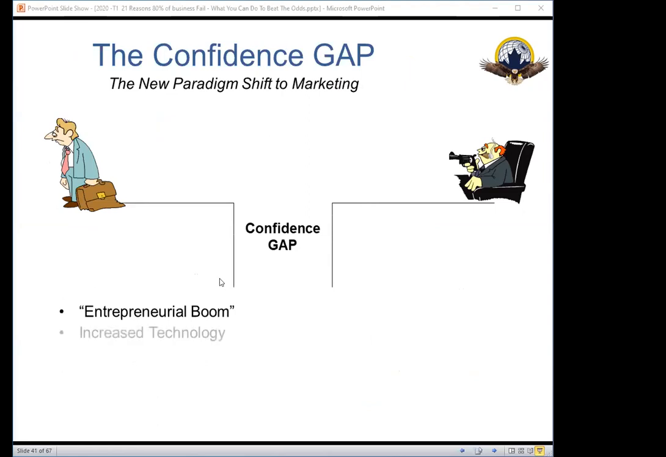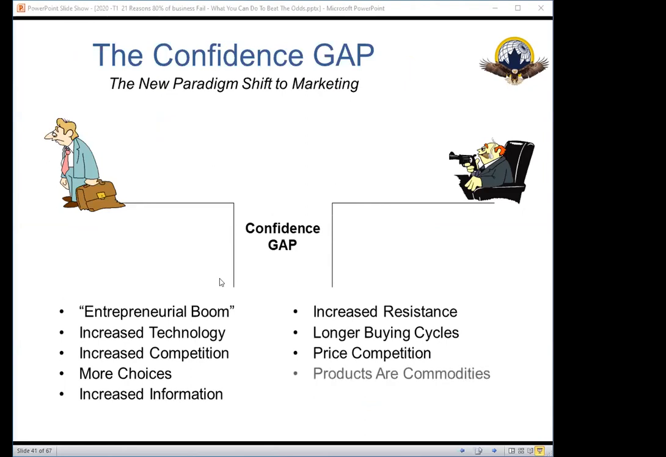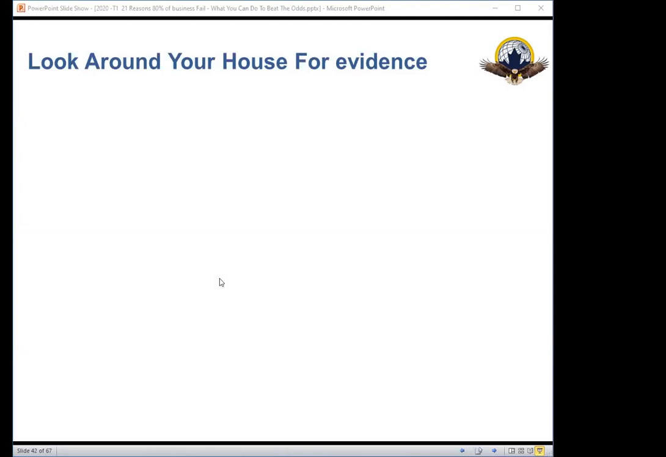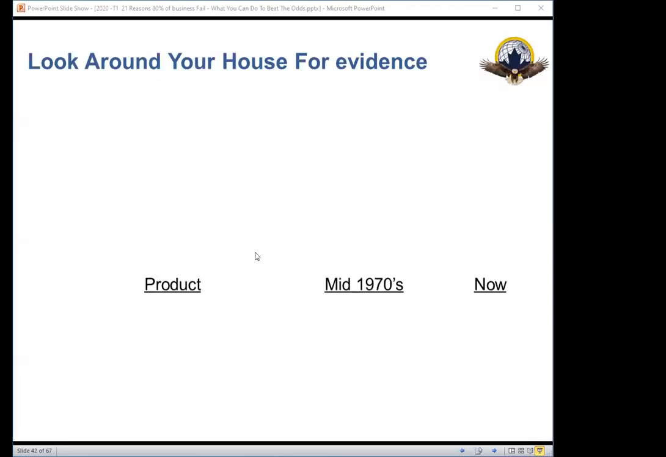There was an entrepreneurial boom, increased technology, increased competition, more choices, increased information, increased resistance, longer buying cycles, price competition, products are commodities, identical marketing messages. You really can't identify who's any better than anyone else. Now the buyer had all the power and the sellers were at the mercy. Well, we came up with something that would really help bridge that gap, and that's where our marketing message comes in. We're going to be talking about that pretty quickly.